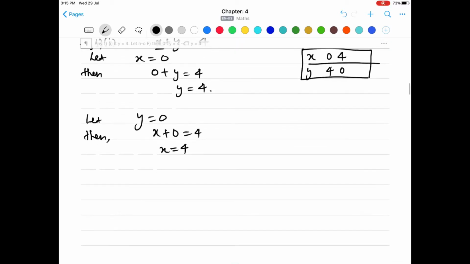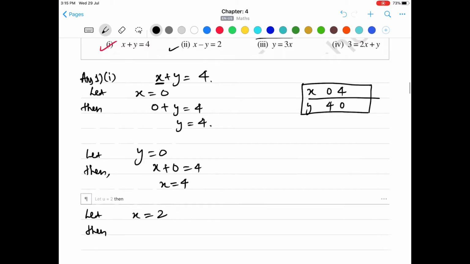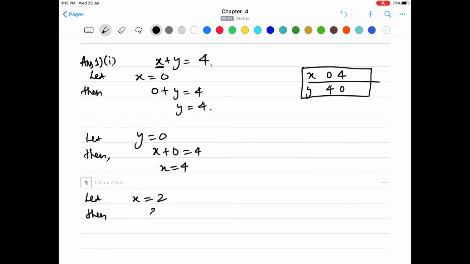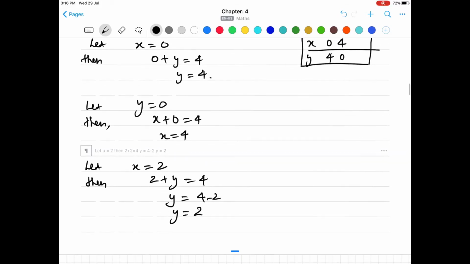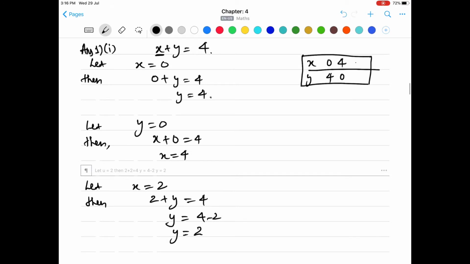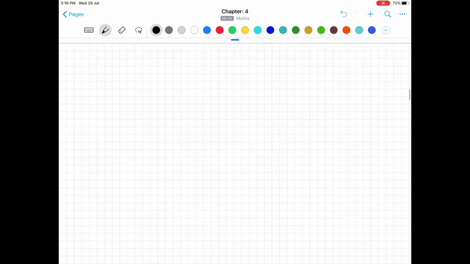Okay, now let's find one more solution by assuming x equals 2. Then our equation will be, at the place of x we'll write 2 plus y equals 4, so y will be equal to 4 minus 2, or y will be equal to 2. So on taking x equals 2, we are getting y equals 2. Okay, so we got the 3 solutions. Now we'll represent these on the graph paper.